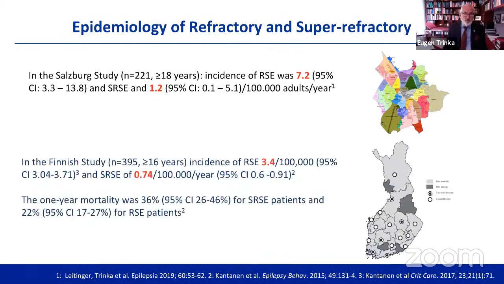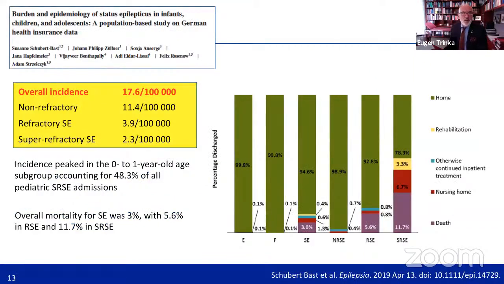Refractory, there are two studies, one from Salzburg and one from Finland, which was published earlier. The incidence rates are very similar. It's 7.2 per 100,000 for refractory, and in Finland 3.4. And super refractory, it's 1.2 and 0.74 per 100,000 in this range. So the confidence intervals are overlapping, and I think that gives you a good estimate of how often this occurs.